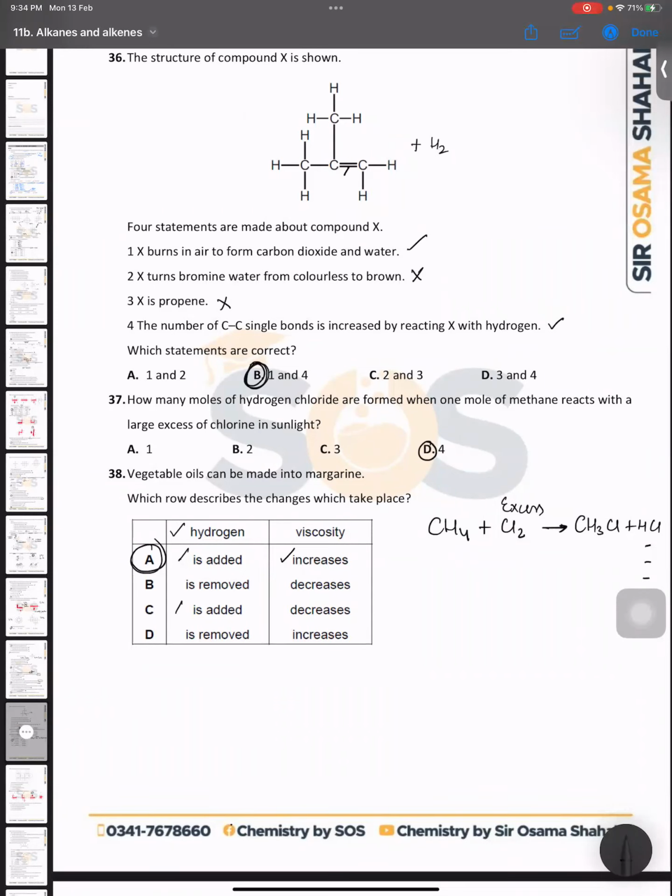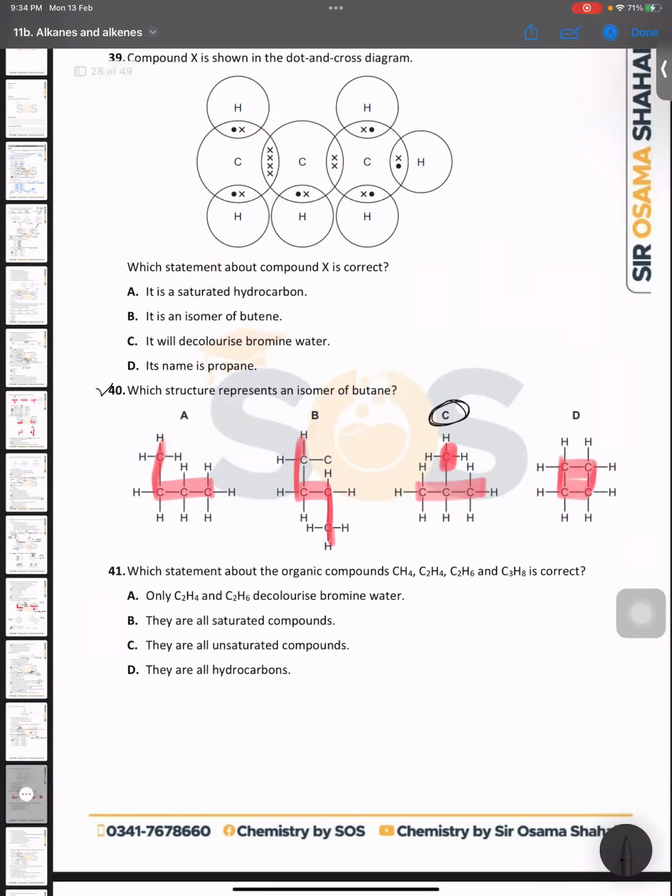Yes, sir. Then question number 39. Which statement about the compound X is correct? Just look at over here. This is showing the 4 electrons together, which means a double bond, right? So it is a saturated hydrocarbon? No. It is an isomer of butene? No, we have 3 carbons over here. It will decolorize bromine water. That is the right answer because it is unsaturated, so it can decolorize bromine water from brown to colorless.